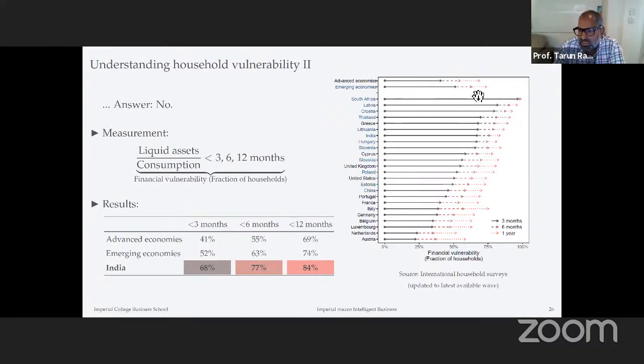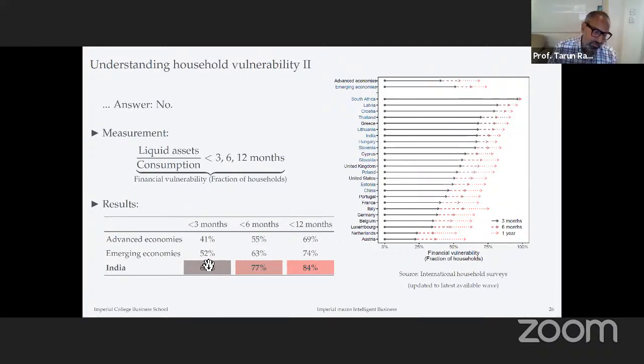And then when we ask them to finance consumption for up to 6 months, you find that there's an even larger fraction of vulnerable households, over 60% in this particular case. And then if you ask them to finance consumption for 1 year, you're really looking at less than 25% of households. Now, this is also true in advanced economies. These lines start approaching each other a little bit more. But if you look at these averages more carefully, the fraction of households that are financially vulnerable for a 3-month period is 41% of all households in advanced economy surveys and 52% of all households in emerging economy surveys.